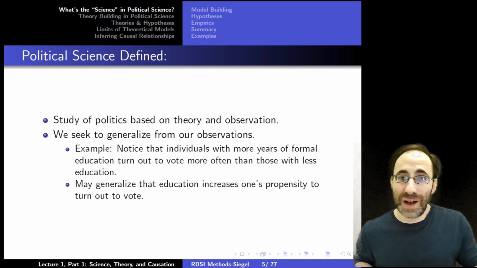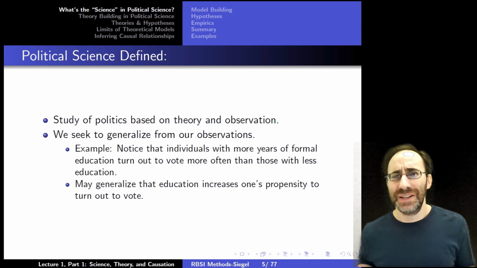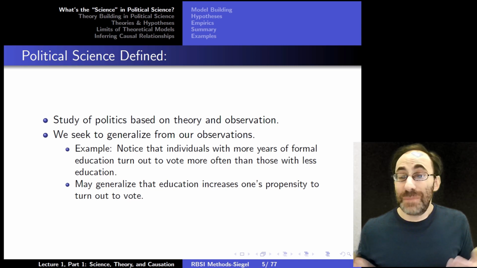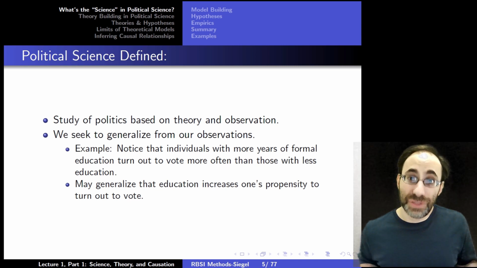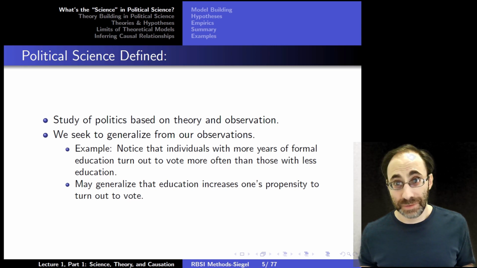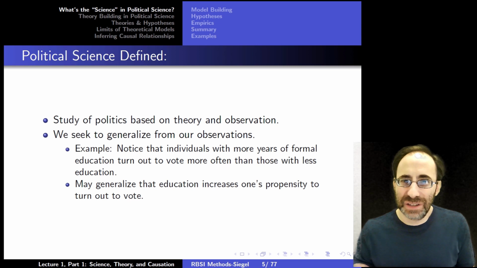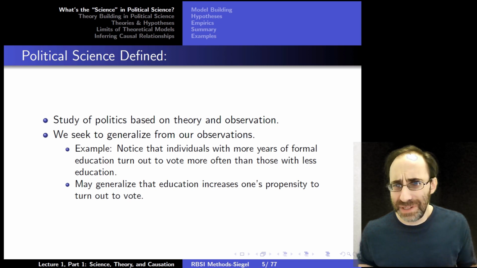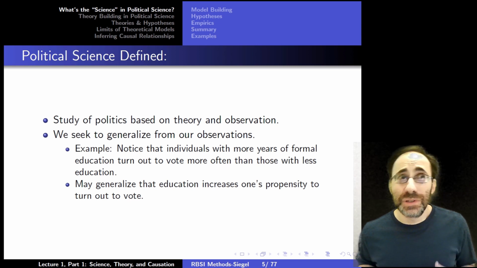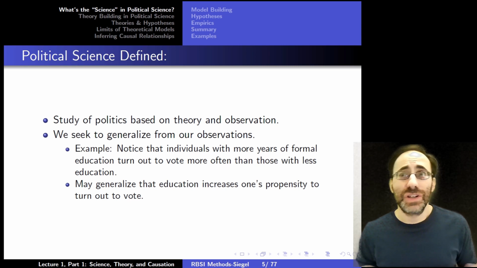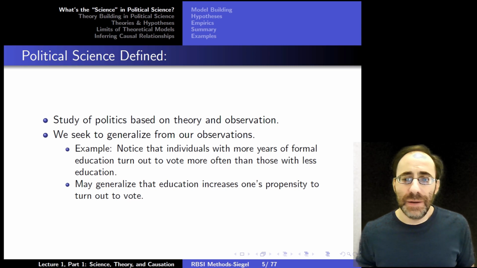Okay, so let's start by defining political science. What is political science? Well, we're going to define it as a study of politics based on a combination of theory and observation, right? And usually the way this works is there's kind of an inductive and deductive step. So what usually happens is you look around, you observe how the world works, right? You notice certain things about the world.